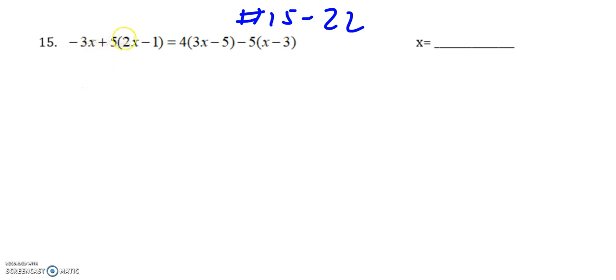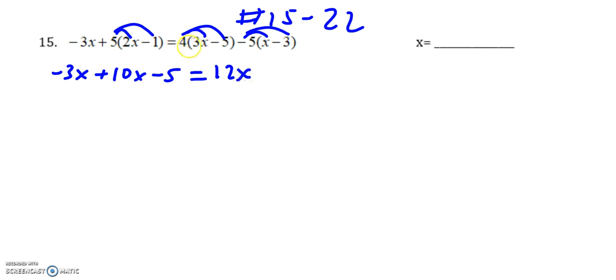And so our goal is to distribute and combine like terms on both sides before we move a thing. So here, if we distribute, and this side, if we also distribute, let's focus on the left side first. The negative 3x is not being distributed. So now we'd have a 5 times 2x, which would be 10x. 5 times negative 1, which would be negative 5, equals 4 times 3x is 12x. 4 times negative 5 is negative 20. Negative 5 times x is negative 5x. But be careful. Negative 5 times negative 3 is a positive 15.